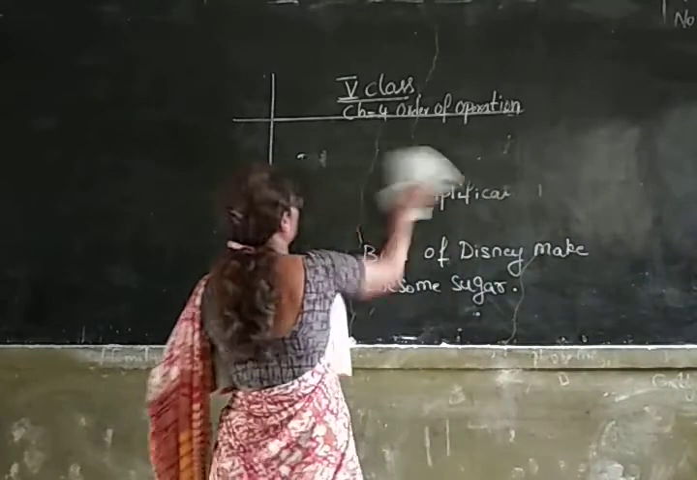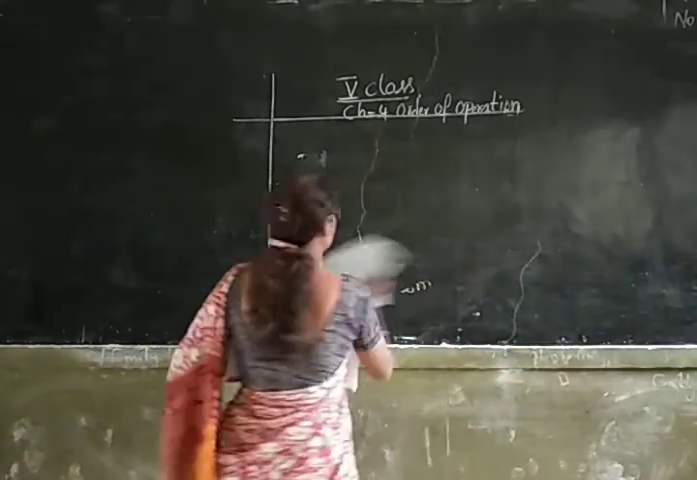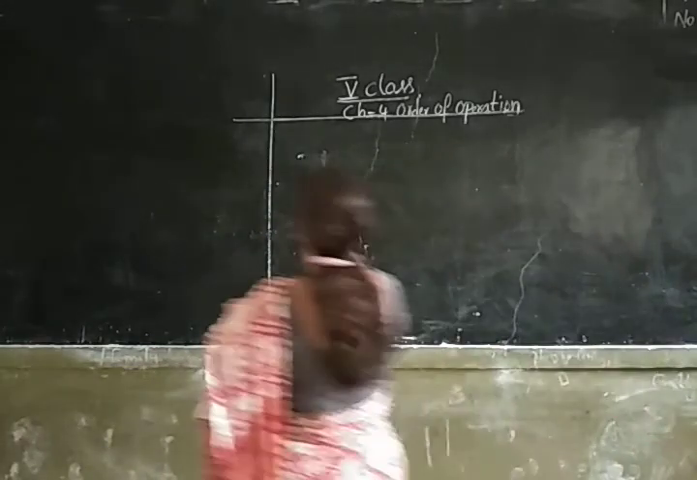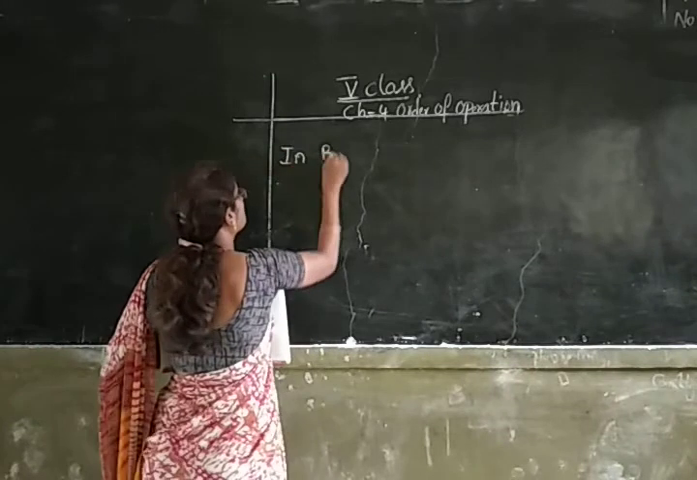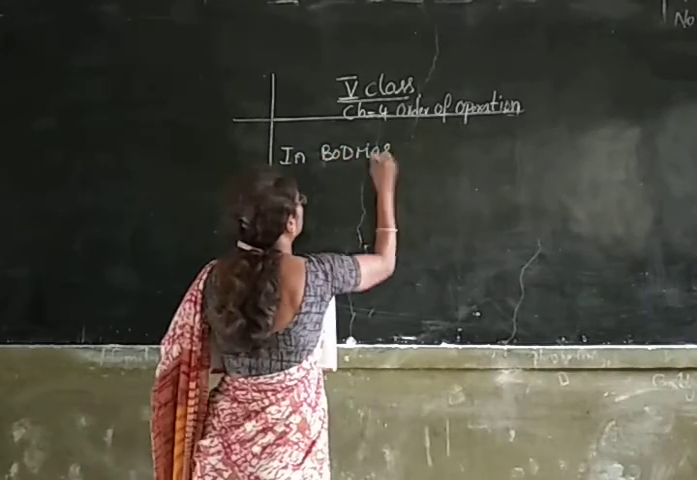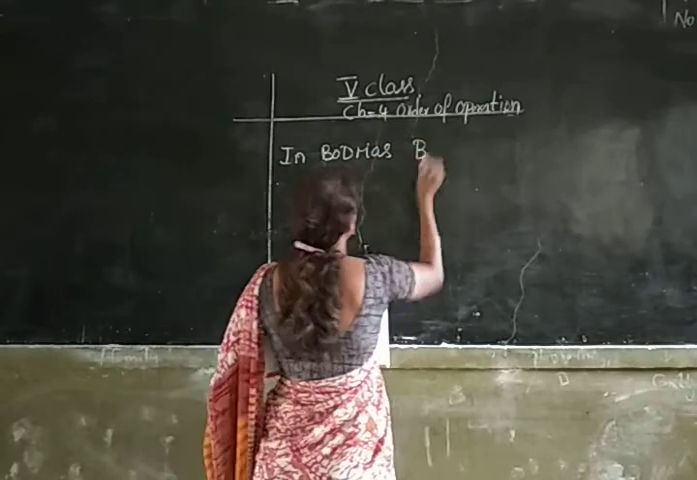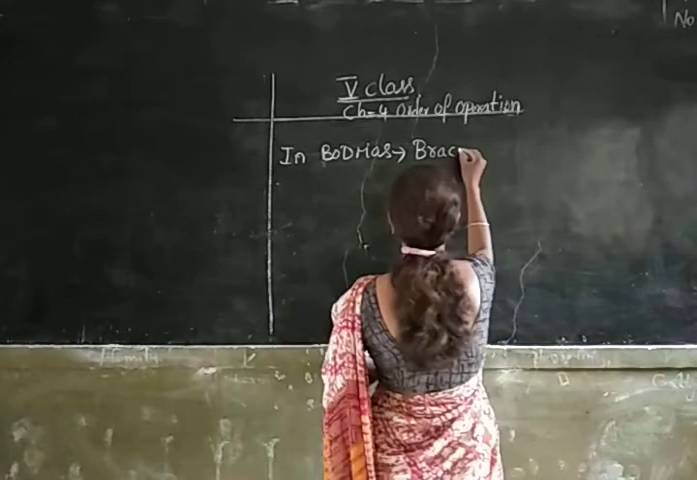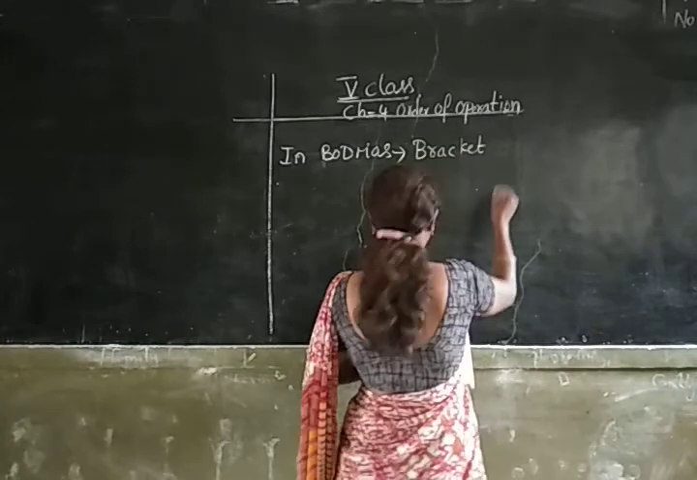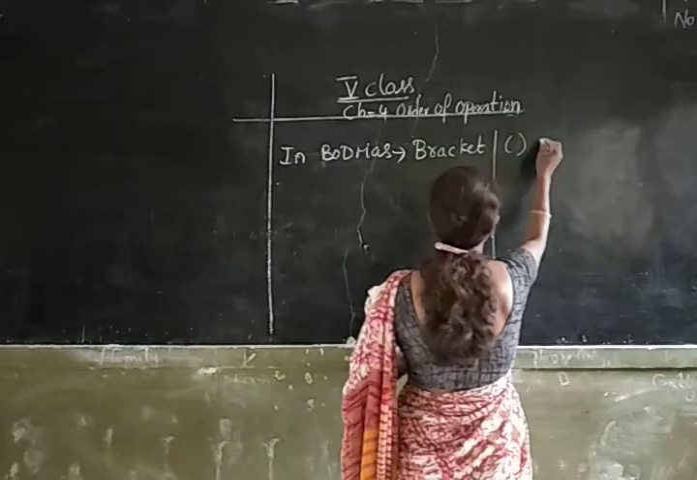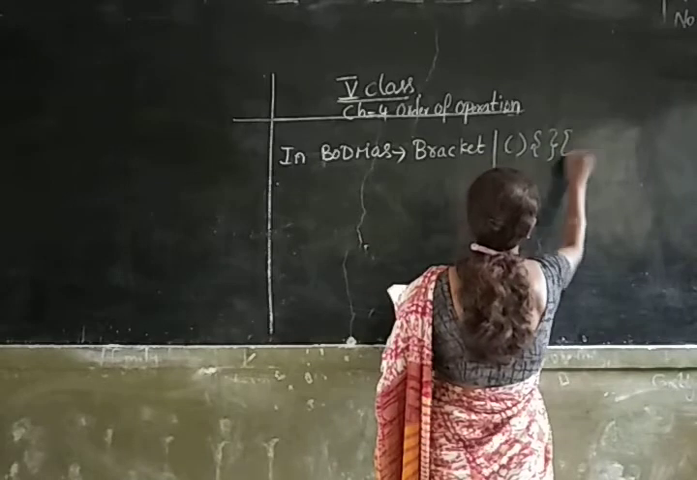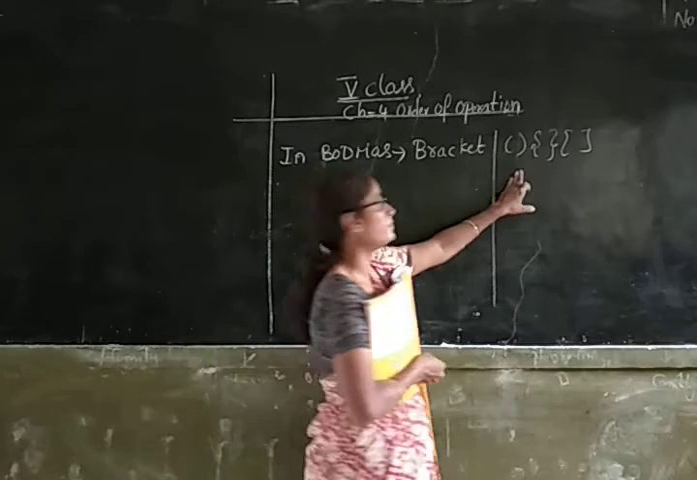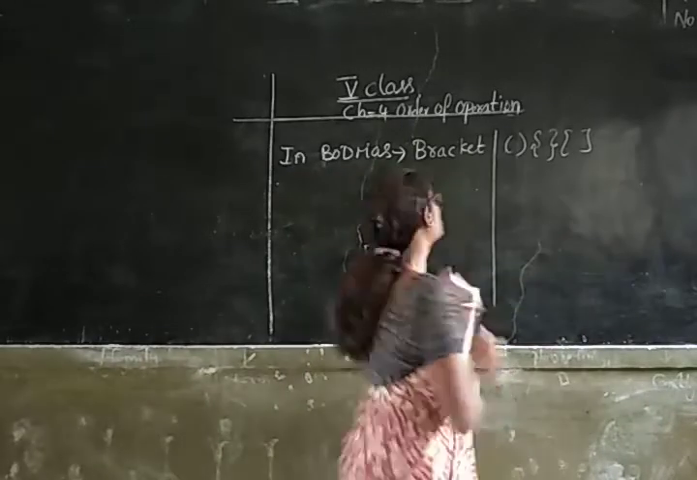Okay. In BODMAS, B is called bracket. There are three kinds of brackets: circular brackets, curly brackets and square brackets.